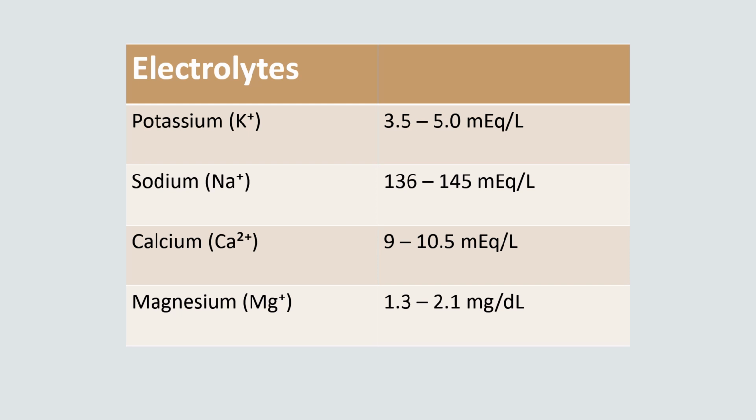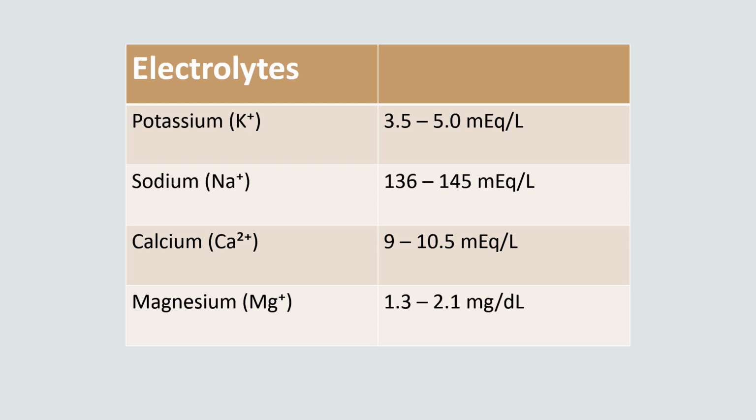Magnesium is the second most common intracellular electrolyte. The body's store of magnesium, 50 to 60% of it, is located in the bones. Magnesium assists in the regulation of nerve and muscle function, maintaining blood pressure and serum glucose level, supports bone and teeth health, and synthesizes protein, DNA, and RNA. The reference range for magnesium is 1.3 to 2.1 milliequivalents per liter.